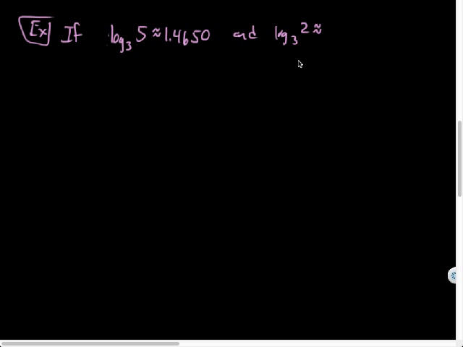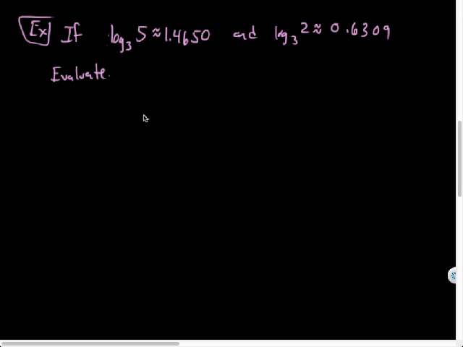Or maybe I could ask this question: what number would go here if it was 1? 3 to the first is 3, right? So the fact that 2 is less than 3, I'd suspect that the exponent would be less than 1 as well. And this ends up being about 0.6309.